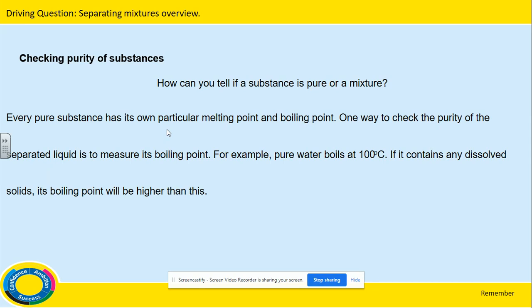One way to check the purity of a liquid is to measure its boiling point. For example, pure water boils at 100 degrees Celsius. If it contains any dissolved solids, its boiling point will be higher than this.